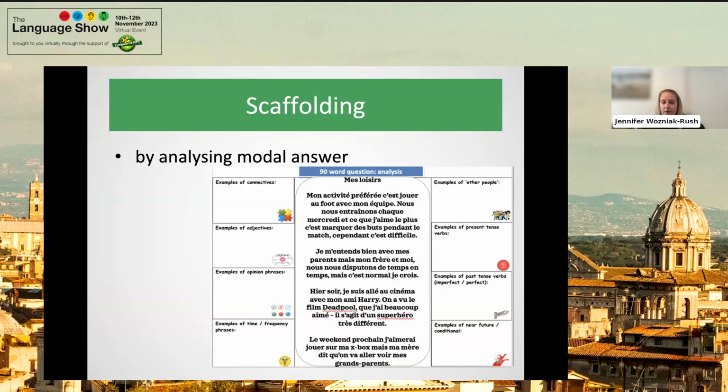Another example of scaffolding could be to give pupils an example of a 90-word question, and pupils must analyze it by identifying the connectives, the adjectives, opinion phrases, time phrases, the present, past, future tenses, as well as when other people are mentioned, so that it's not only the subject pronoun I, but also he, she, they, and so on. But by spending time on the model answer and taking it apart by analyzing it, pupils know and understand what they need to include. So that could be quite powerful.